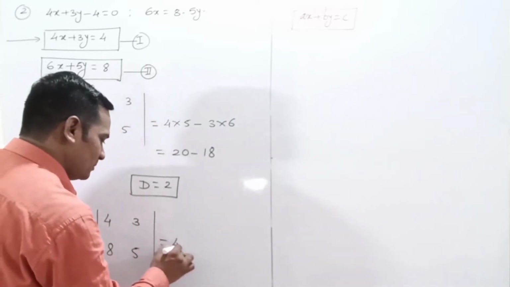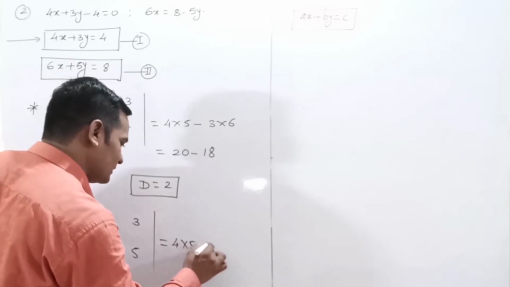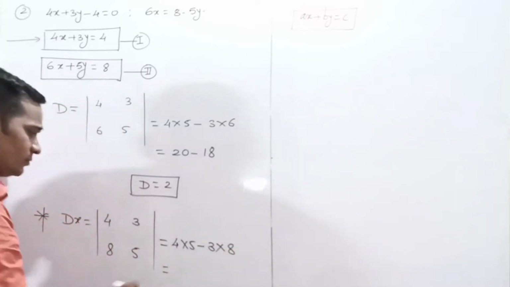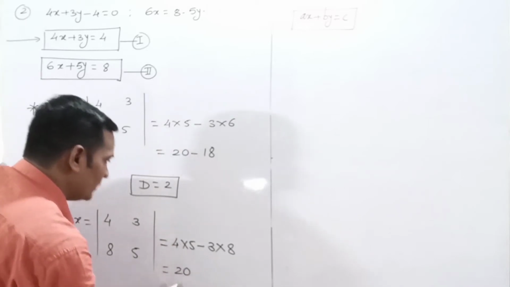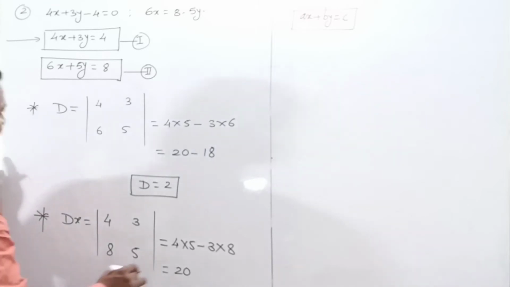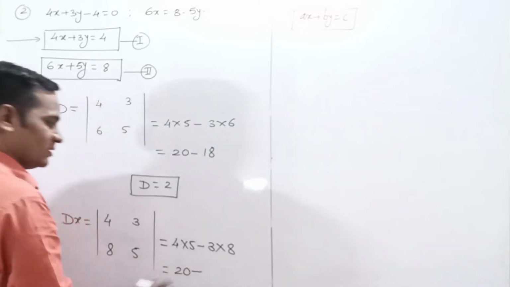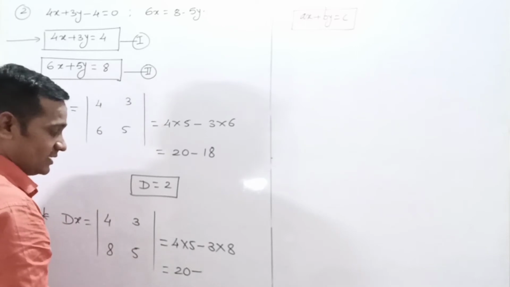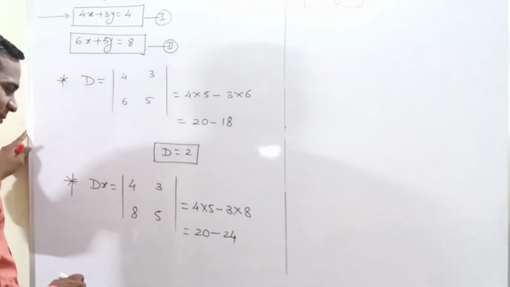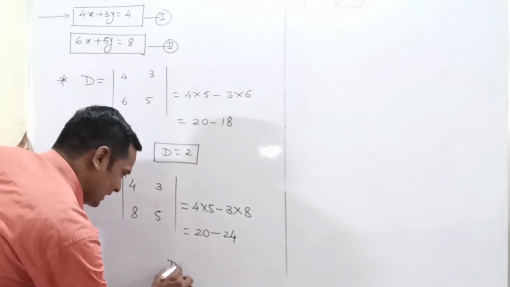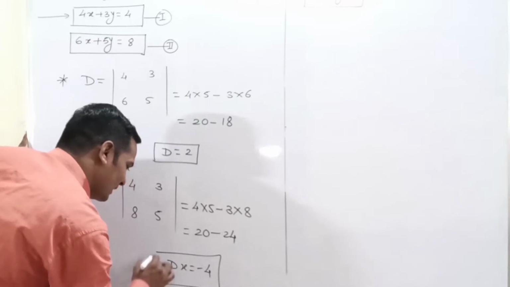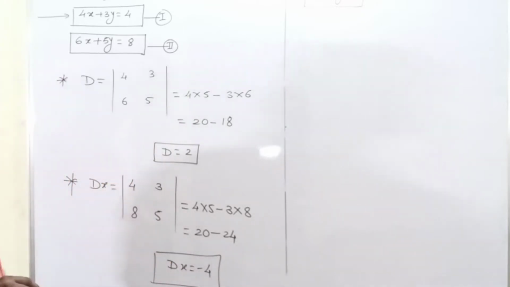Again by making cross multiplication, this will be 4 into 5 minus 3 into 8. So this will be 4 fives are 20 like this here. Okay, now minus 8 threes are 24. Okay, so that answer will be dx is equal to minus 4. Okay, here it is. Done.